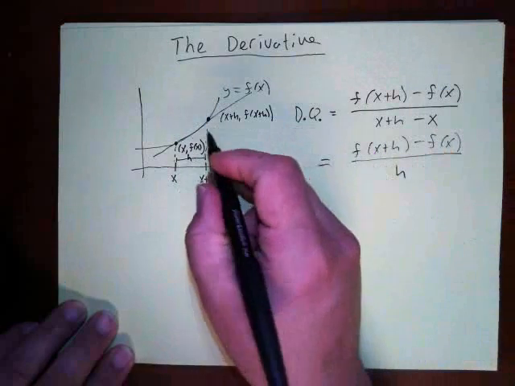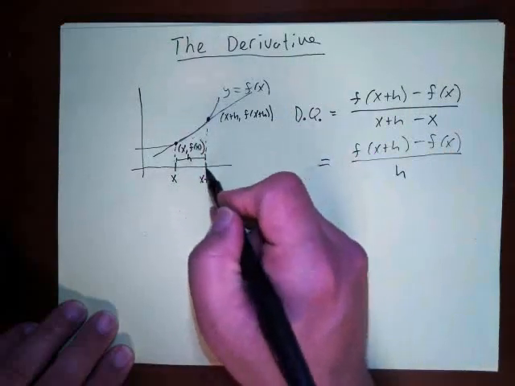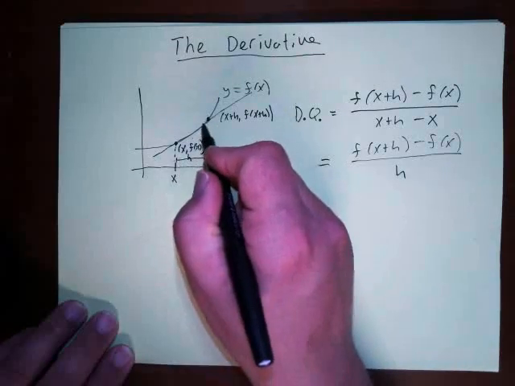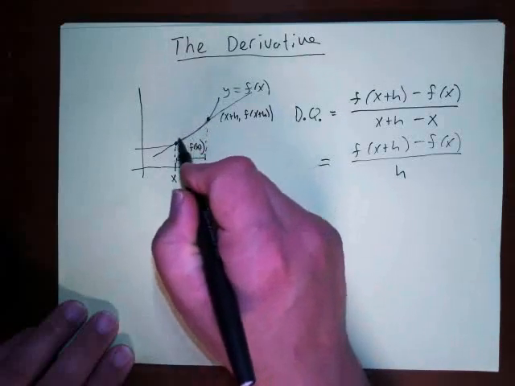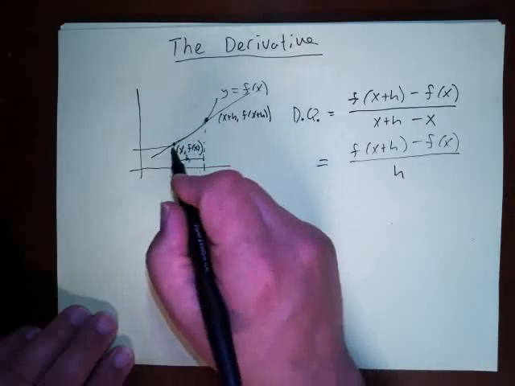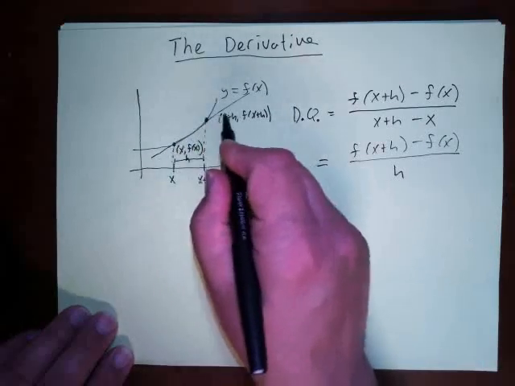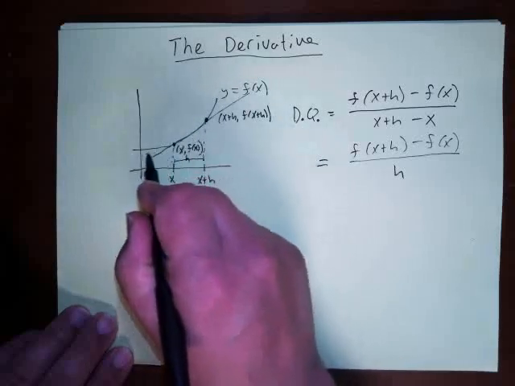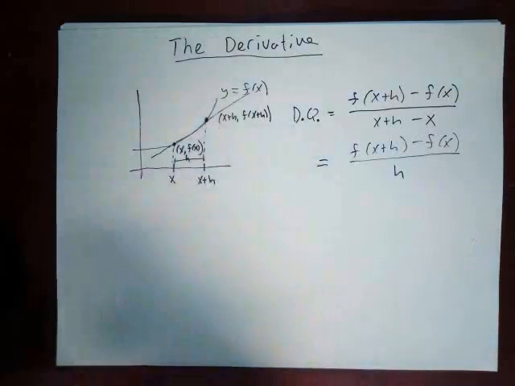And the idea is if you let h go to 0, then x plus h is going to travel over to x. So this dot will travel down the curve. And the slope of the line going through those 2 points is going to get closer and closer to the slope of the tangent line.